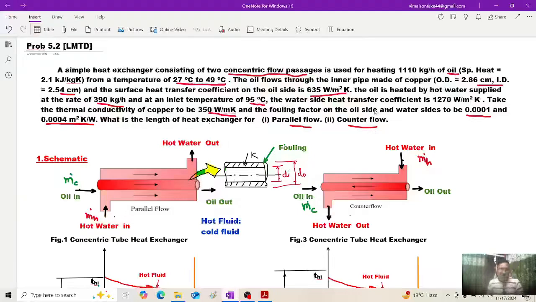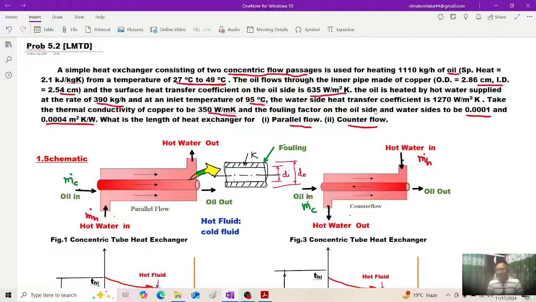So let us summarize what are the informations given in the problem statement. Information number 1 is it is double pipe heat exchanger or concentric tube heat exchanger. Oil is a cold fluid, hot water is a hot fluid. And number 2 information, oil is flowing through the inner tube. So all the properties of the oil will be followed by suffix I, and hot water is flowing through outside tube. So all the properties of the hot water, hot fluid, will be represented by suffix O.